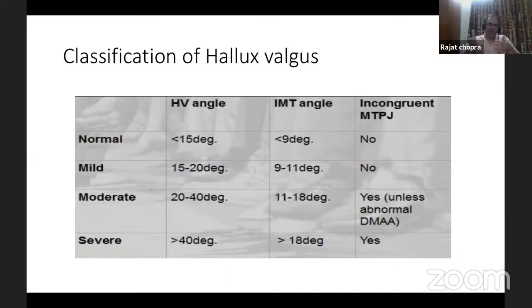But there is variation, as long as you understand what they are talking about. If the deformity is severe, that means your hallux valgus angle is more than 40 and your intermetatarsal angle is more than 20. At the same time, you are looking at the congruency of the MTP joint. With a severe deformity, your joint is not congruent. With that much hallux valgus, there will be pronation and DMAA changes and an incongruent joint, so you have to correct both of them.